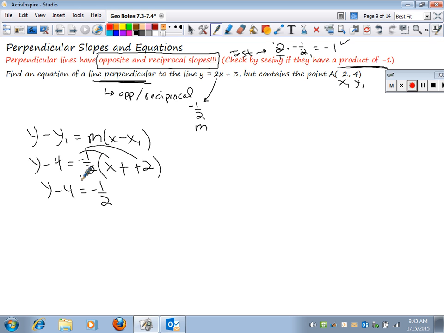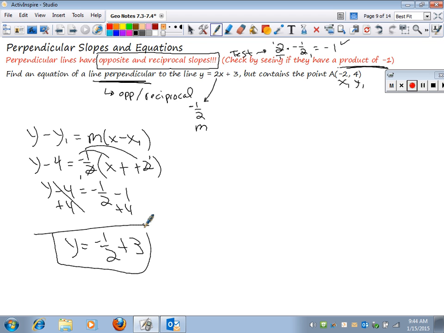And then these 2's are going to cancel. Right, so you're going to get a negative 1. And let's add 4 to both sides. So that cancels out. You get y equals negative 1/2 plus 3. And again, we need the 3. We need this 3 because we want it to go through that point right there. If that's not a 3, then that's not going to go through that point right there. It'll still be perpendicular. It'll just be somewhere else, and it won't be on that point that we want.